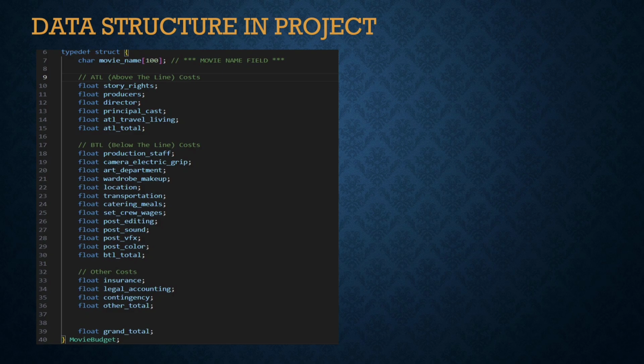Why use a structure here? Using a structure is an efficient way to handle the data, because of grouping: it keeps all the data related to one specific movie budget together rather than having dozens of independent variables. Next, organization: it allows the programmer to pass the entire budget to a function. Readability: the code is clearly mapped to the real world categories of movie production finance.